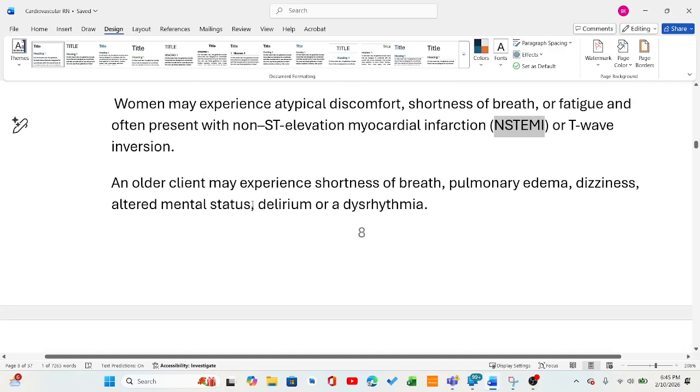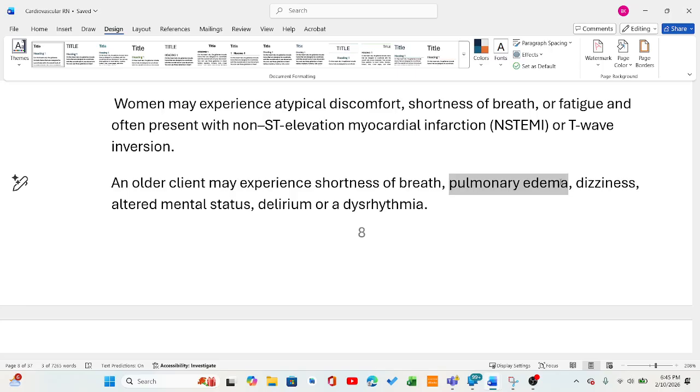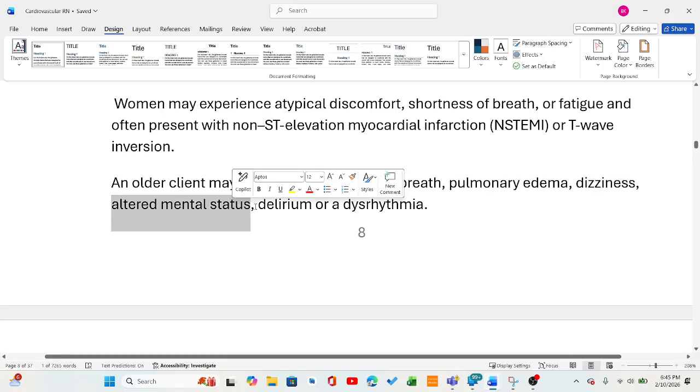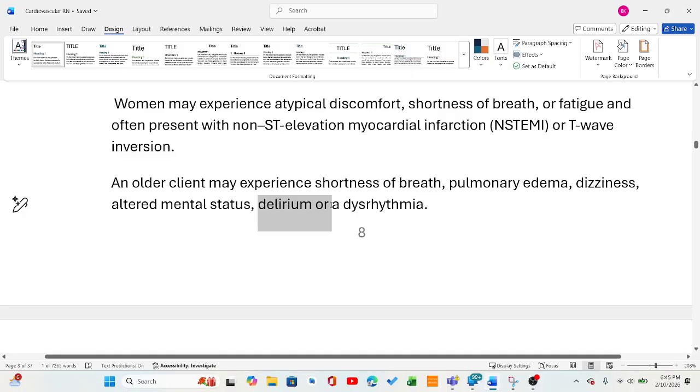With older adults, they also don't complain of chest pain. They'll be having shortness of breath as well, and sometimes they'll have pulmonary edema, which means fluid in the lungs. This is what they will be experiencing. And then again, they'll be having dizziness and altered mental status, delirium. So this is where the person goes into psychotic mode for some time and then they get out of it.